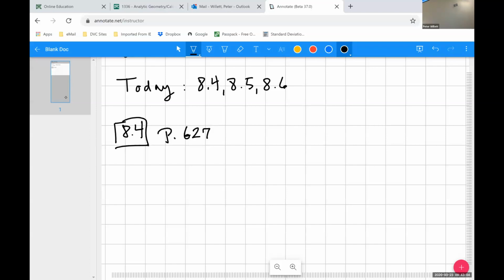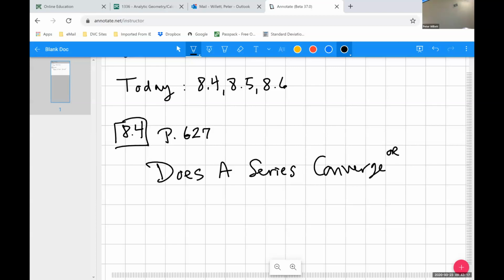So here's our big concept. Does a series converge or diverge? What we're going to do is develop a series of tests that we use when we're looking at an infinite series to try to figure out whether it converges to a value or whether it diverges.